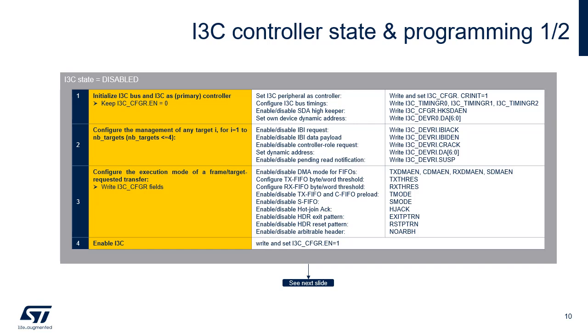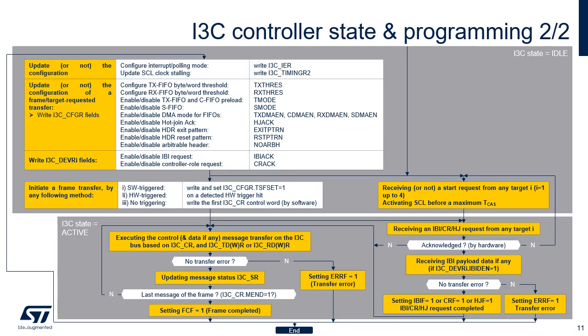Then, when software writes 1 into the controller-enabled bit of the I3C CFGR register, the I3C peripheral takes into account the value of the different configuration registers and switches to the enabled and idle state. Once the I3C controller is in idle state, it's able to initiate a frame transfer or concurrently receive a start request and/or a target-initiated transfer, hot join, or controller role request from an allowed target.